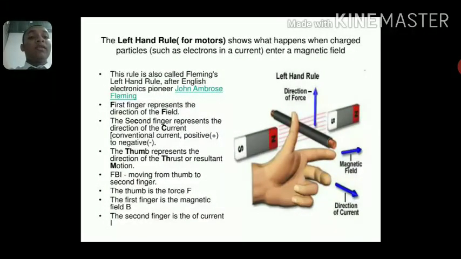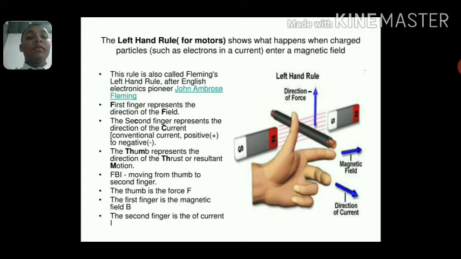Here the Fleming left hand rule is given. The left hand rule shows what happens when a charged particle enters a magnetic field. This rule is also called Fleming's left hand rule. According to John Ambrose Fleming, the first finger represents the direction of the field, the second finger represents the direction of current, and the thumb represents the direction of thrust or resultant motion.